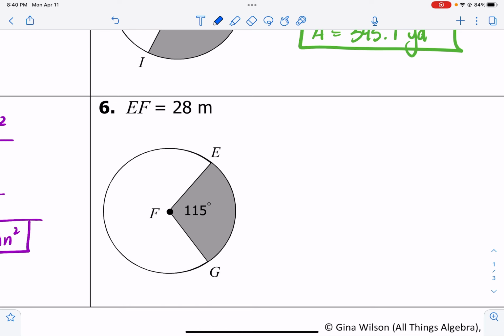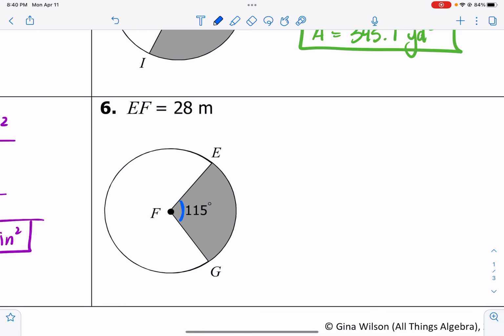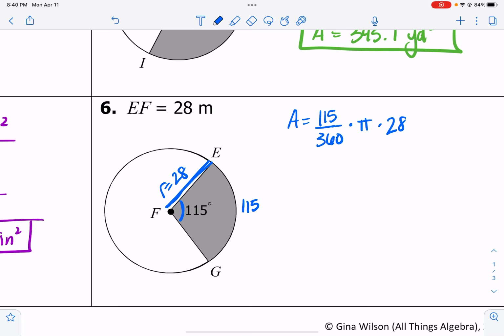Number 6 goes back to I'm already given the angle. So here's the angle, here's the arc. Here's my radius of 28, just the formula. So I could really write this as 115 out of 360, because that's how many degrees out of a full circle I have. Oops, that's wrong, not 28, 115. So I have 115 degrees out of a full circle times pi times my radius squared.